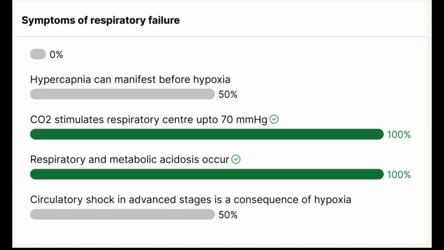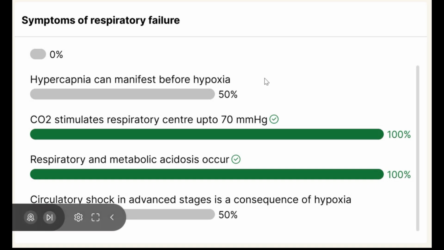Then the third question, this is true. CO2 tends to stimulate the respiratory center up to 70 mmHg.